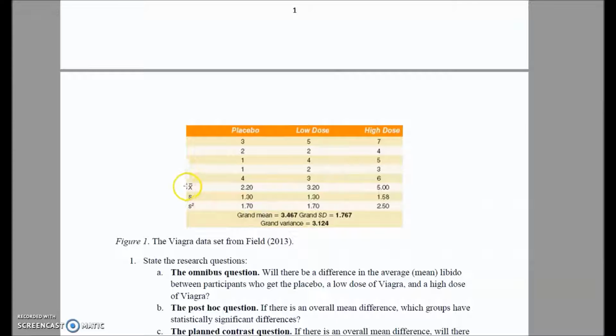I have a picture which has their mean, standard deviation and variance scores, and you will notice that these are the sample mean, the sample standard deviation and the sample variance. When we have a population, we talk about mu, SD, and sigma squared. So the symbols tell you this is the sample that they have talked about, and here is the grand mean. So I put this data set in my SPSS.